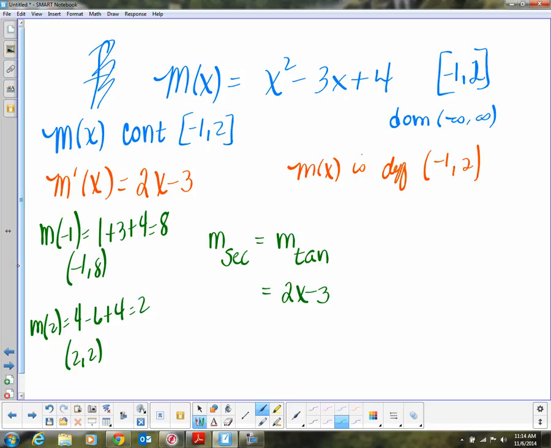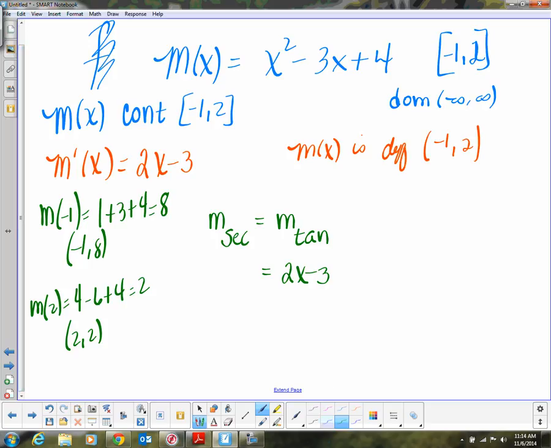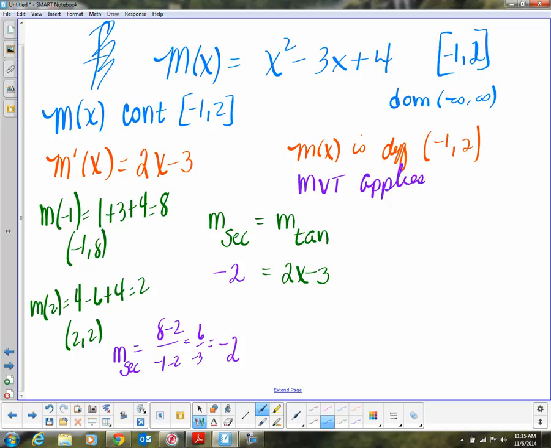Oh, you're way ahead of me. Okay, so yes, he just went to where we need to go, and that would be the slope of the secant line is going to be 8 minus 2 over negative 1 minus 2, or 6 over negative 3, or negative 2. And where do we put this? All right. So what we should do here is say mean value theorem applies right after our differentiable. Now remember it says find c. So where does c go? In for x. So we have negative 2 equals 2c minus 3.